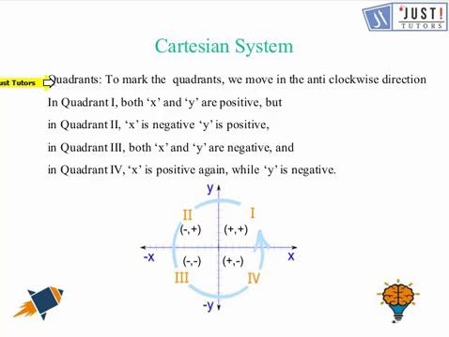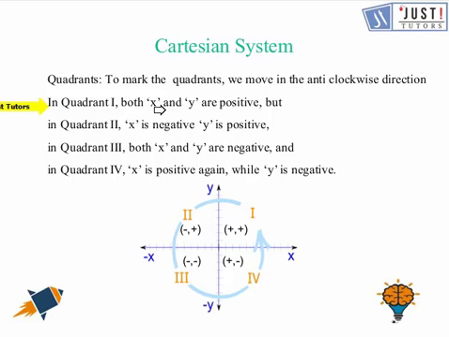To mark these quadrants, we move in the anti-clockwise direction. However, we always start from this position. So this is always marked as first quadrant. Then we move anti-clockwise, so that becomes the second. This is the third and that's the fourth.